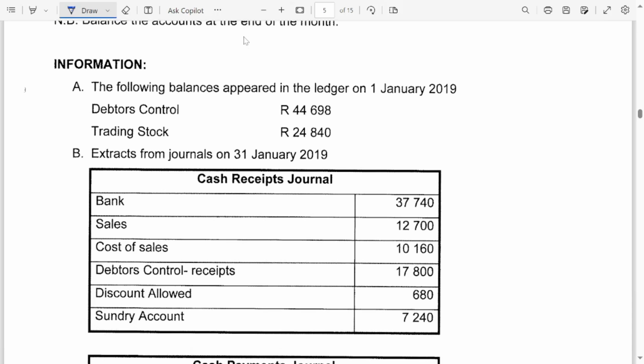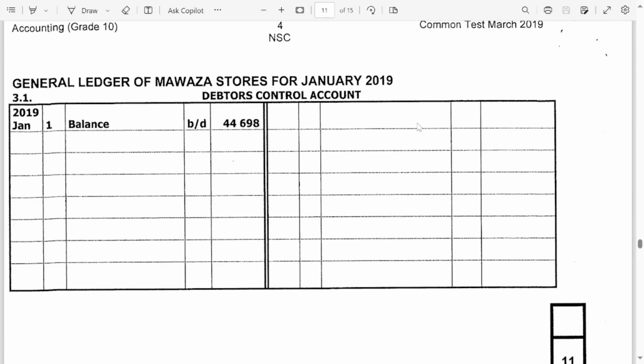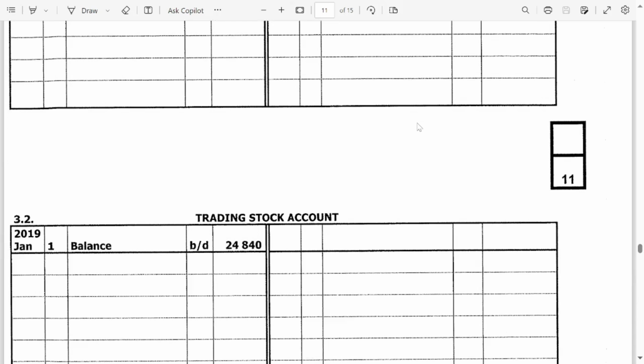The following balances appeared in the ledger on 1 January 2019. So these are the opening balances on January 2019, so they are given. Let's go and record them. The one for the debtors control is already recorded, even the one for the trading stock, okay?